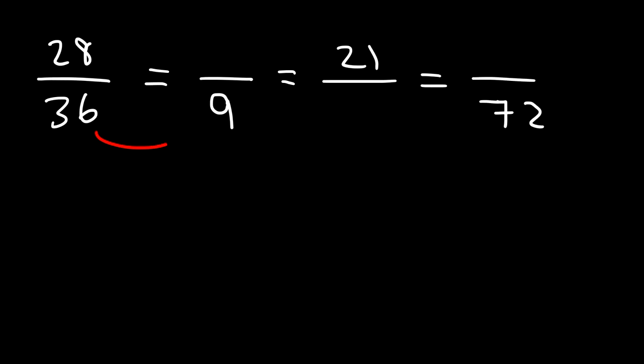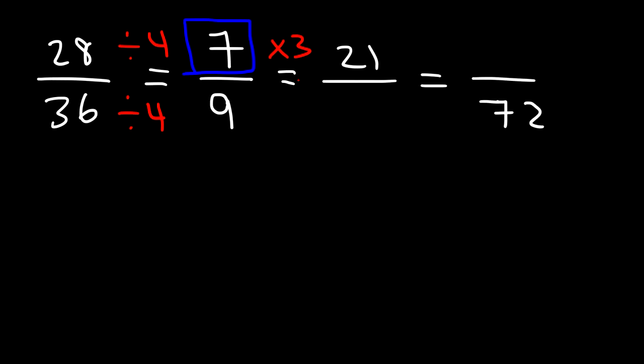So how can we go from 36 to 9? We know that 36 divided by 4 is 9, so we need to divide 28 by 4. And 28 divided by 4 is 7, so the first missing number is 7. Now how can we go from 7 to 21? 7 times 3 is 21, so we need to multiply 9 times 3, which will give us 27.